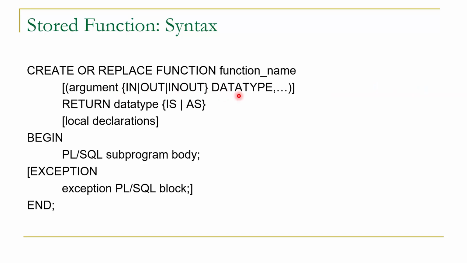And we can specify any number of arguments in a stored function. As the argument is written in square brackets, it means argument is optional. We can have a stored function without any argument. But it is compulsory for a stored function to return a value. So after specifying the argument, we have to specify the data type of the returned value by using the syntax return data type. This is followed by is or as. We have to select one keyword out of these two.